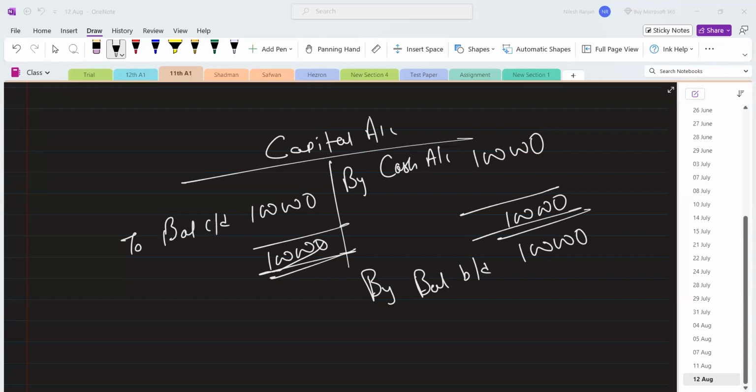You have to see the account in which you are writing. Tell me the account name first. In the ledger, I'm talking about cash account. So in cash account, you have to write it on the debit side, to capital account. Okay. And in capital account, it will be by cash on the credit side.